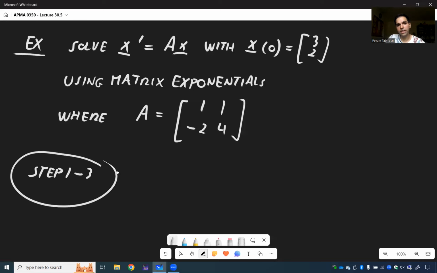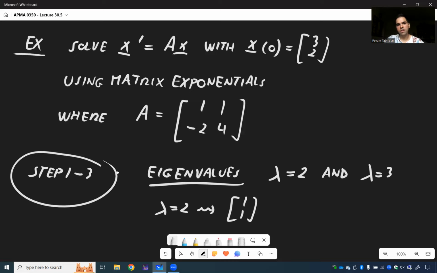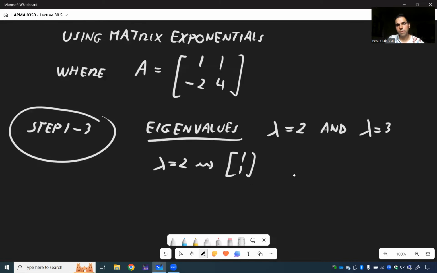So step 1, 2, 3. The eigenvalues. If you do the determinant of A minus lambda I trick, it's lambda equals 2 and lambda equals 3. And then for the eigenvalue 2, you get the eigenvector (1, 1). And for the eigenvalue 3, I believe you get the eigenvector (1, 2).